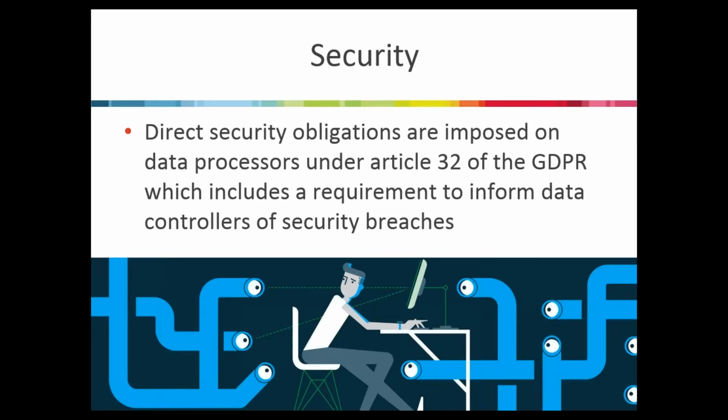There is also a requirement under the GDPR for data processors to inform data controllers of security breaches. This is to assist with the new statutory requirement for data controllers to report breaches to the ICO where they are serious within 72 hours of becoming aware of them.